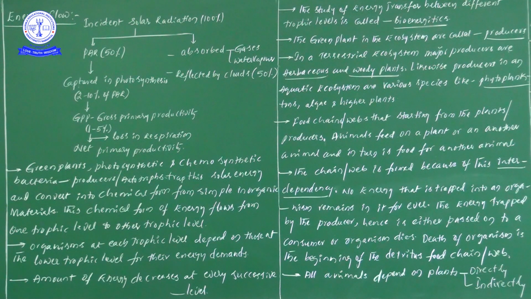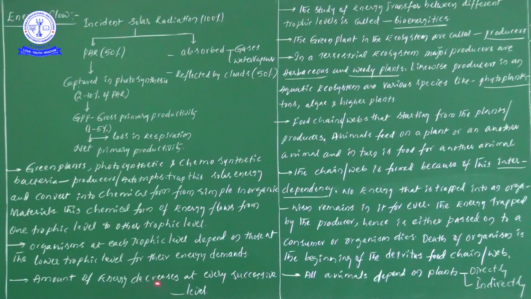Each and every trophic level of organisms depends on its lower trophic level, meaning the organisms present in the lower trophic level, and from there they consume or take the energy. I hope you understood this one.